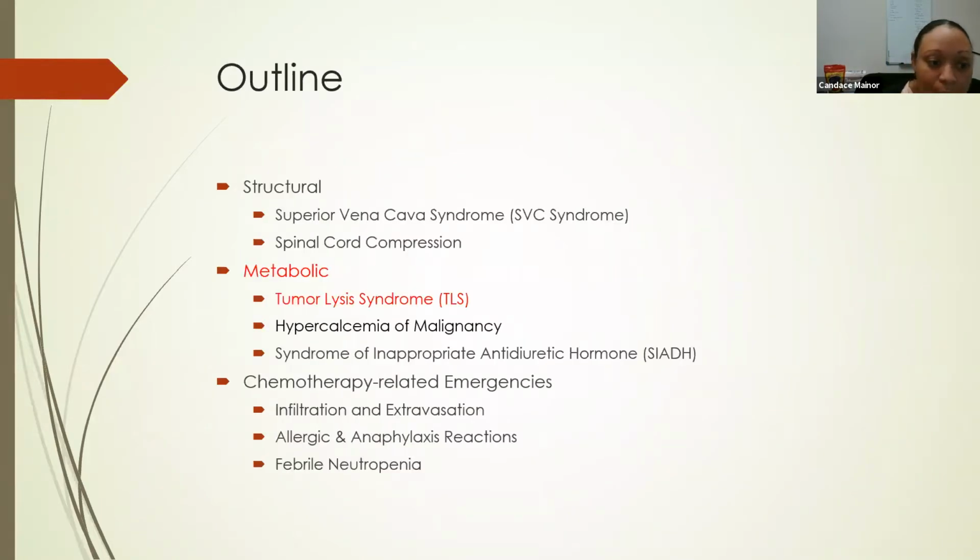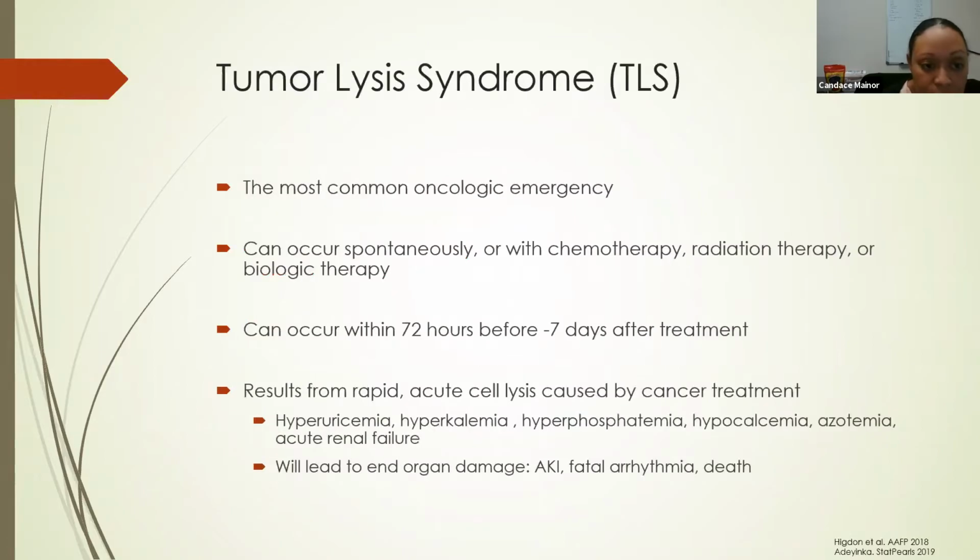Moving on now to metabolic emergencies. We'll first talk about tumor lysis syndrome. Tumor lysis syndrome is the most common oncologic emergency, and this, it is important to note, can occur spontaneously or with chemotherapy or radiation therapy or biologic therapy. And now we are using more biologics in the treatment of cancer, so it's important to remember that. Also important to note is the time frame with which we would expect tumor lysis syndrome to occur, which is typically 3 days before through 7 days after treatment.